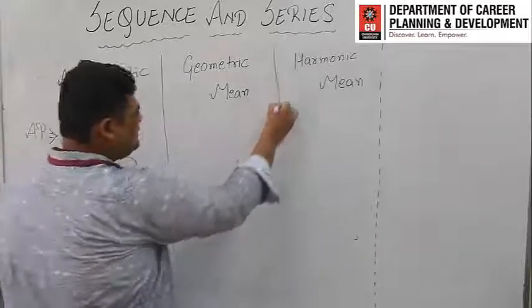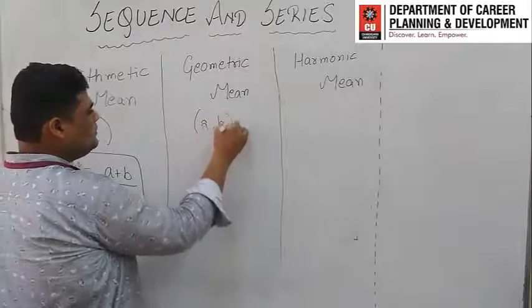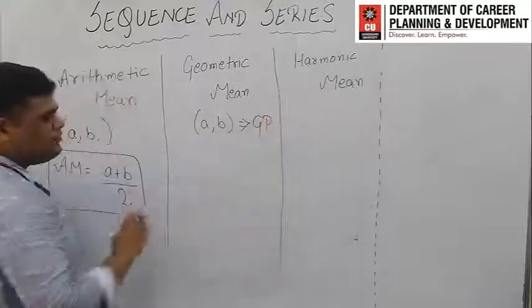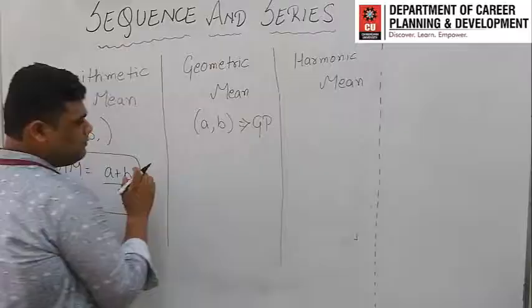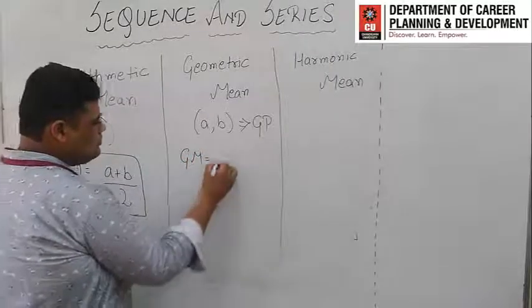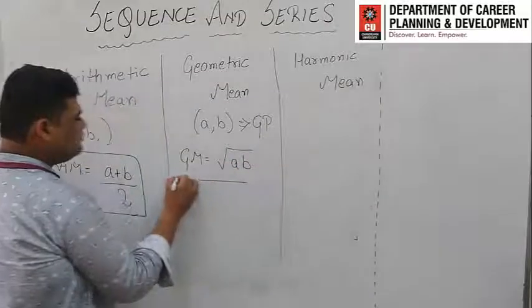Then how to find the geometric mean? If A comma B are in geometric progression, we can have n number of terms, but I am taking only two numbers which are in geometric progression. Then the geometric mean will be equal to the square root of A multiplied by B.